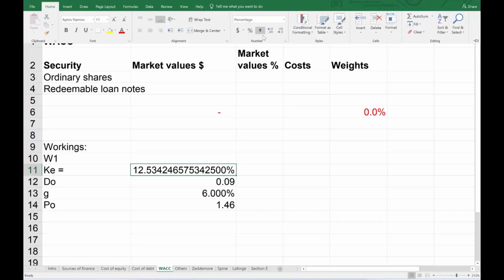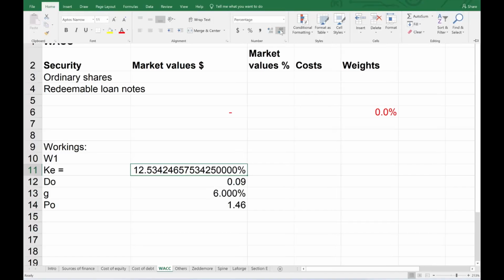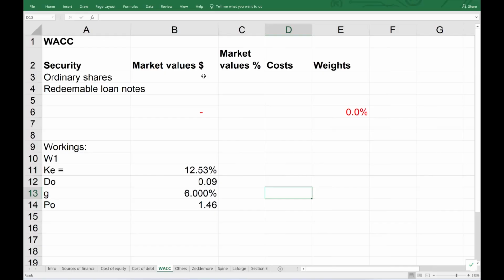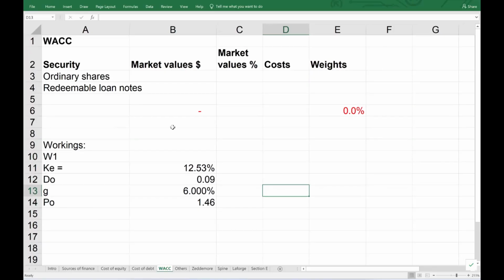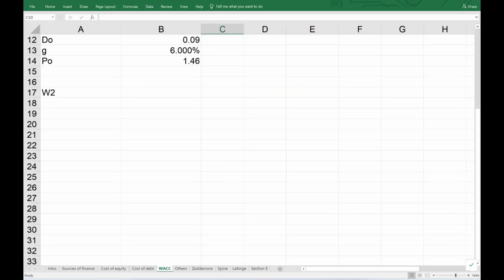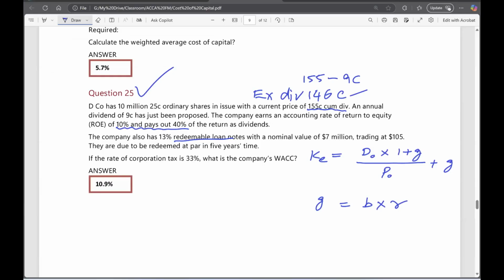So I find my cost, sorry, 12.53% or 12.5%. That's what I get. And then this is the cost of the equity here. Now you find the cost of debt. To find the cost of debt, I definitely have to use the method that we learn. It's redeemable loan notes.